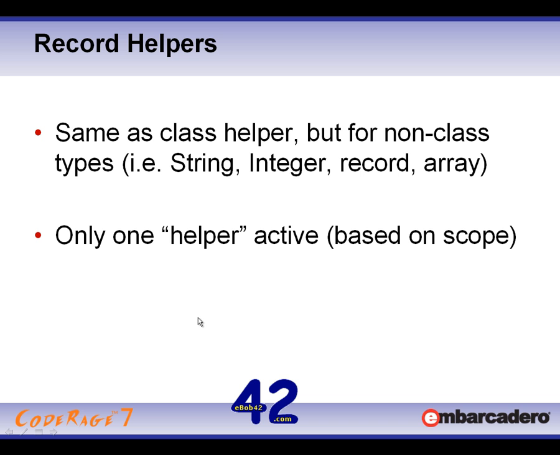Final remark on record helpers. Only one helper can be active or visible at a given time based on the scope. So if you have multiple integer helpers or string helpers, for example, then the one in the unit most in the final scope, from the units in the uses clause from right to left, the one defined in your scope will be the one active. So you cannot have more than one integer helper or string helper, etc. active at a given time. That's something to keep in mind when adding these record helpers or class helpers for yourself.